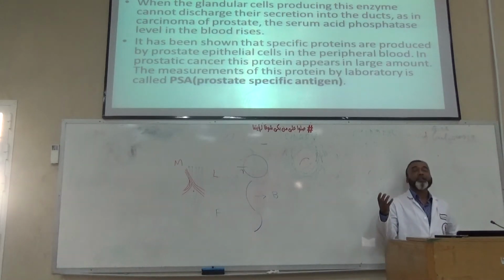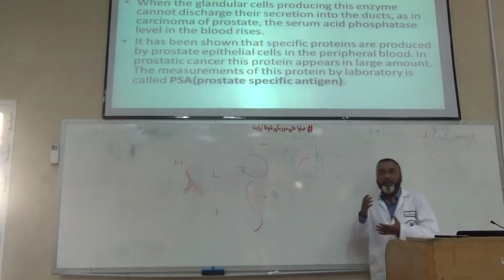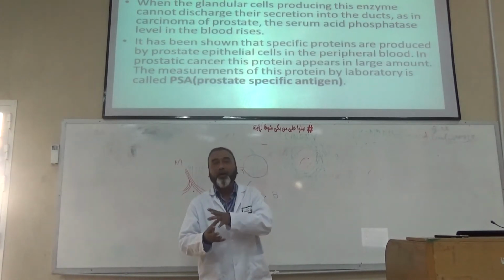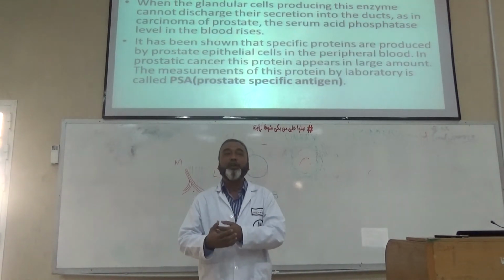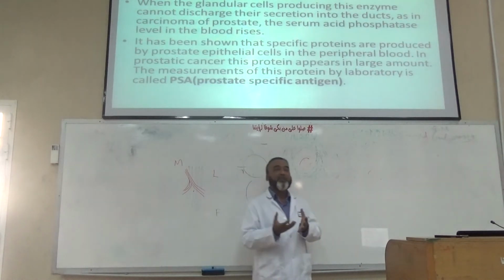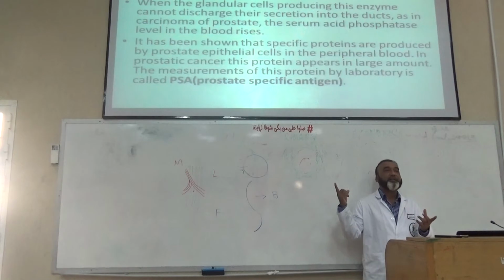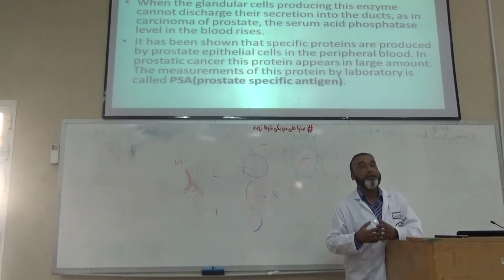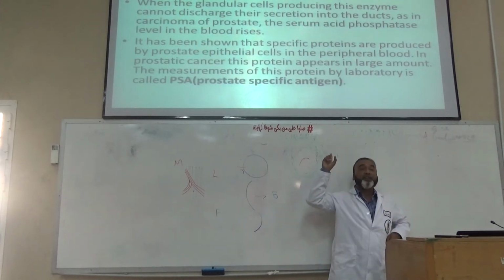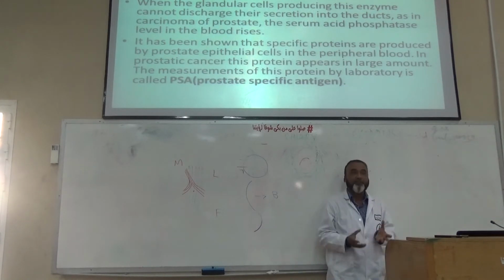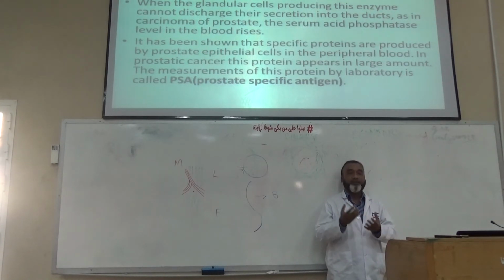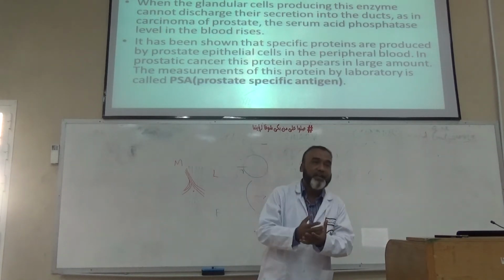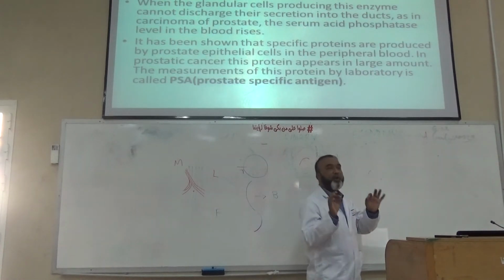But what happens in some conditions like benign prostatic hypertrophy, and if it progresses further into malignancy, that is cancer? The secretions of the prostate gland accumulate. One is the acid phosphatase enzyme. Another thing is that a small amount of epithelial cells of the prostate usually appear in the blood in the normal condition.